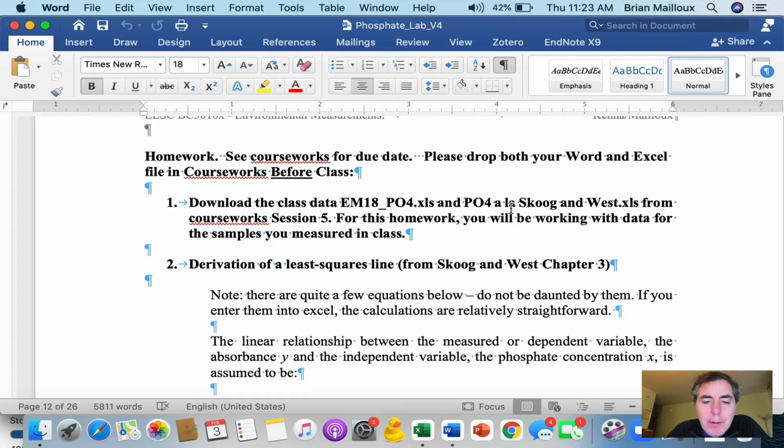Today's video might be a bit longer. I might even have to split it in half. But I'm going to try to show you how to derive the best fit least squares line. This is tough, this is hard, and so I'm going to show you the long way.